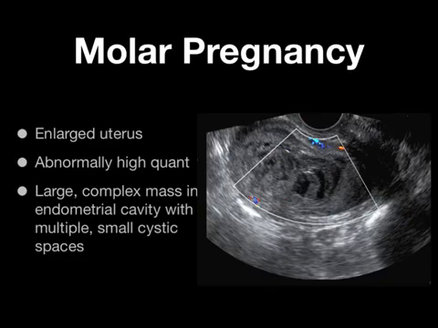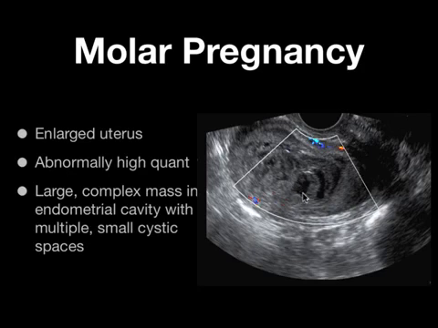With molar pregnancy, most of the findings that have been described are ones that you're going to find in late first trimester, early second trimester, where you're going to have an enlarged uterus, an abnormally high quant, and sonographically you're going to have the classic cluster of grape appearance. You're going to have complex mass within the endometrial cavity with multiple small cystic spaces.